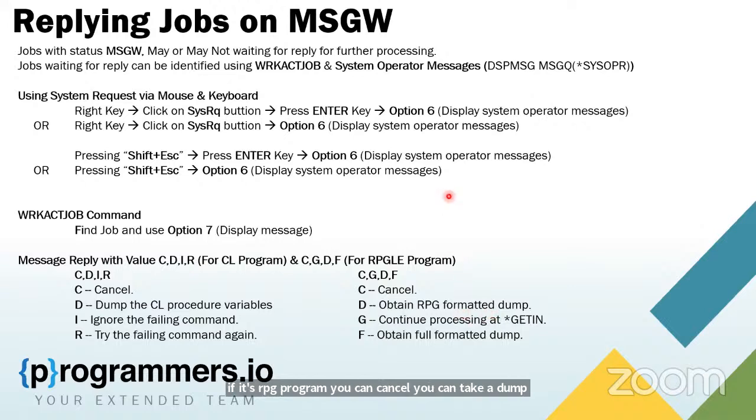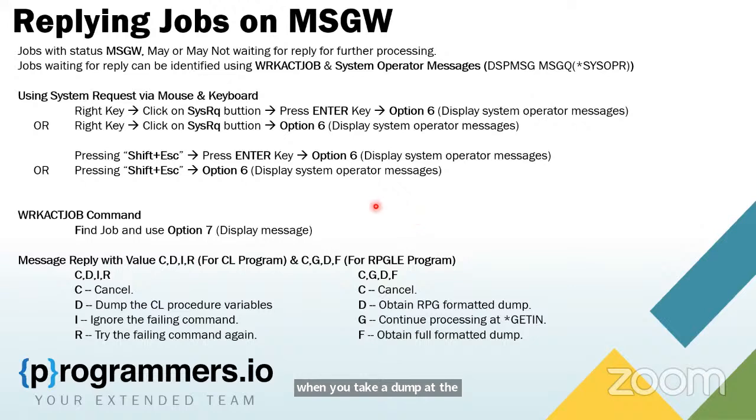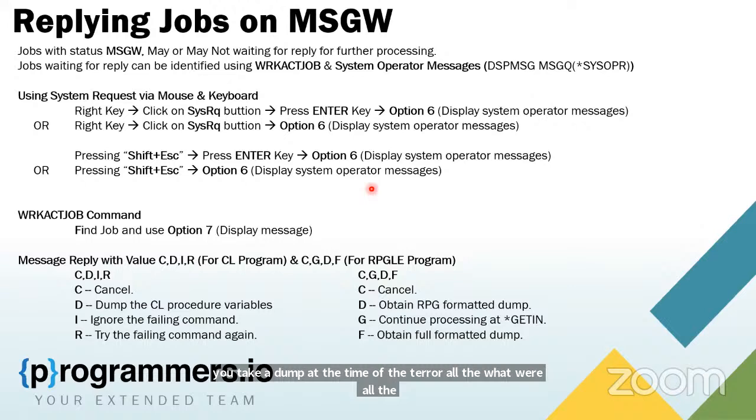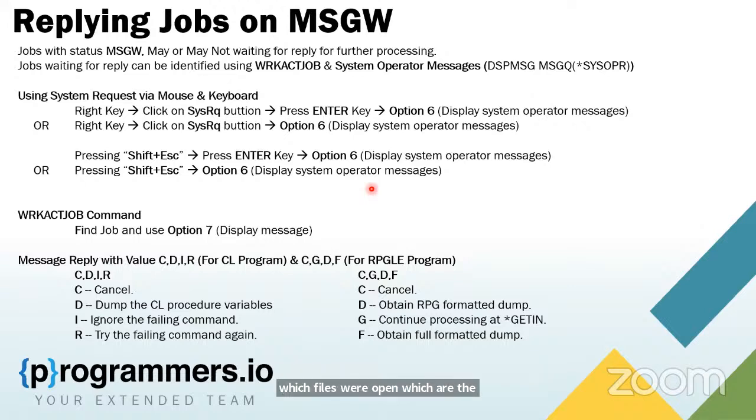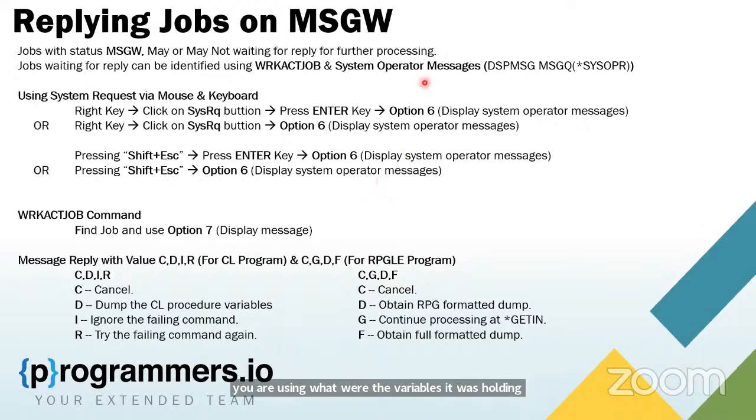A dump is basically when you take a dump at the time of the error: which files were open, what was the value in the program variables that we are using, what variables it was holding. It will give you a clean report of all that information. If you give G, you can go back to the start of the RPG program and continue again from the initialization routine. F is again a dump, but in a properly formatted form.